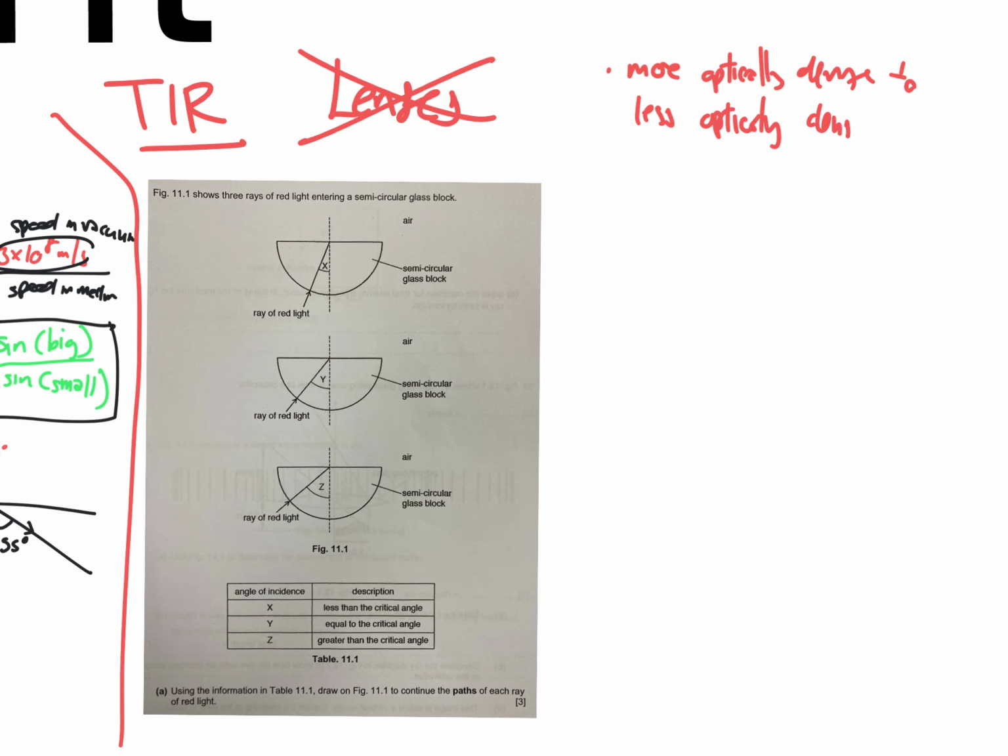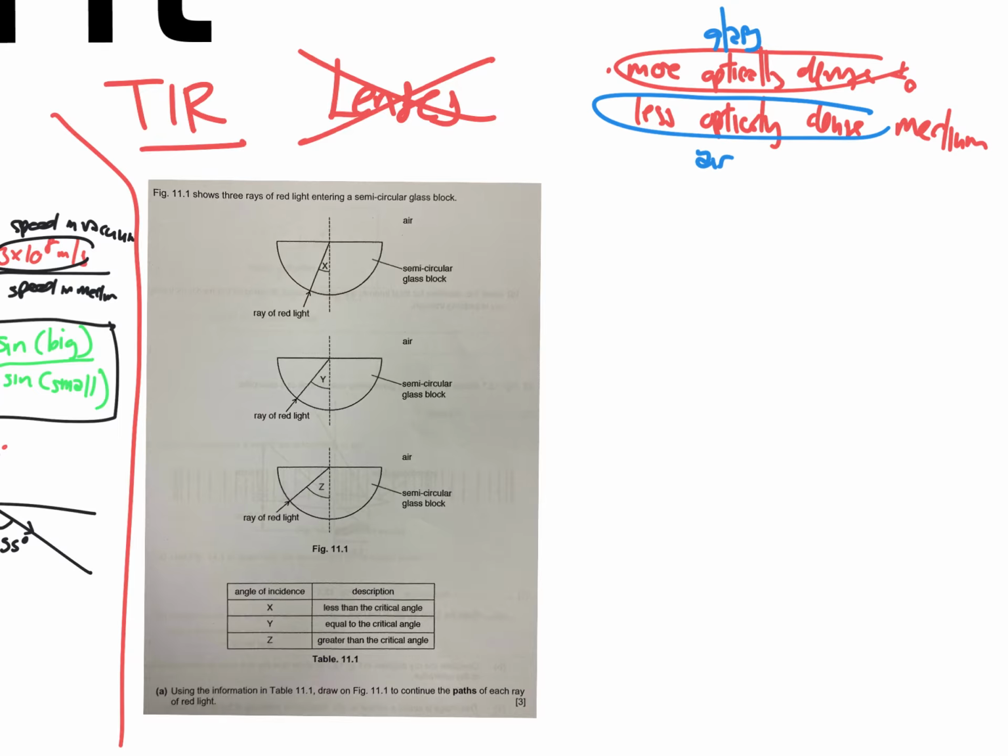So in this case, medium. More optically dense would be something like glass. Something that's less optically dense could be like air. So if I go from glass to air, that's going from more optically dense to less optically dense. But one more thing must happen though. For total internal reflection to occur, I need to consider the concept of critical angle.